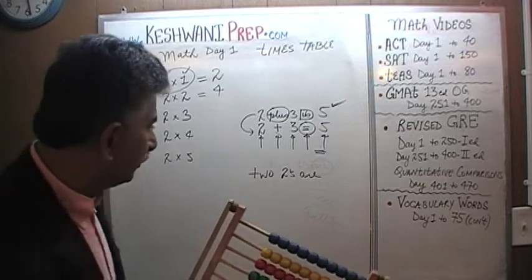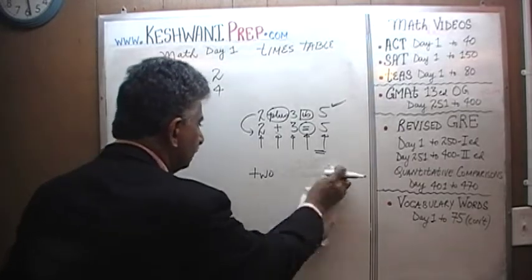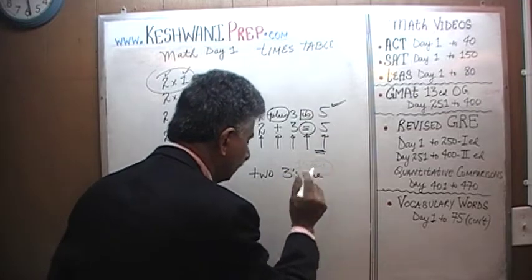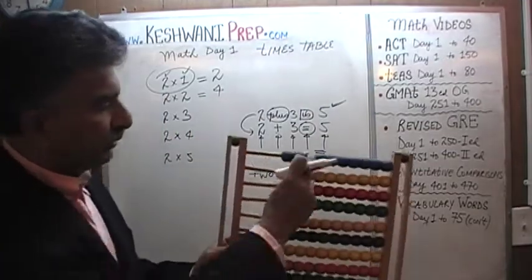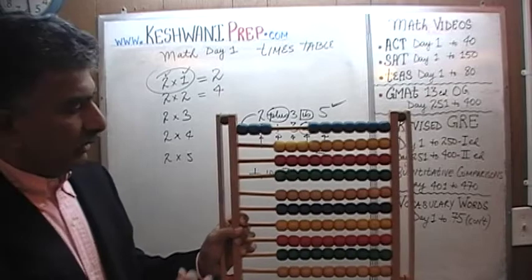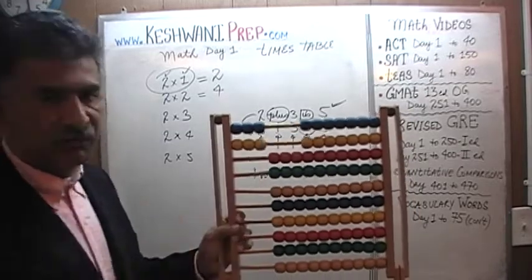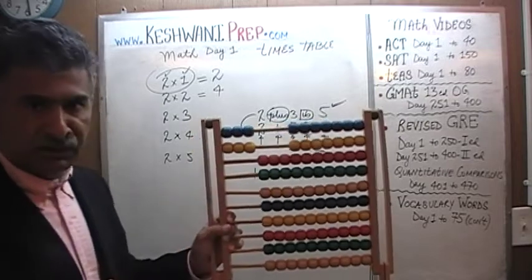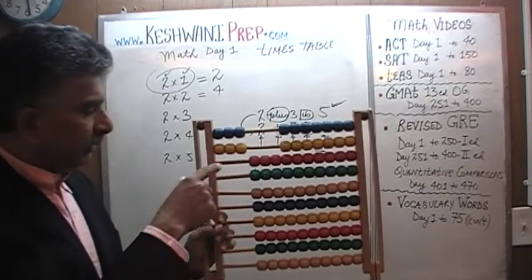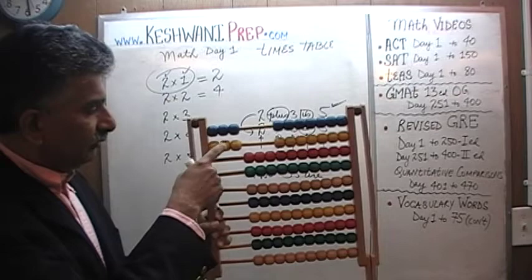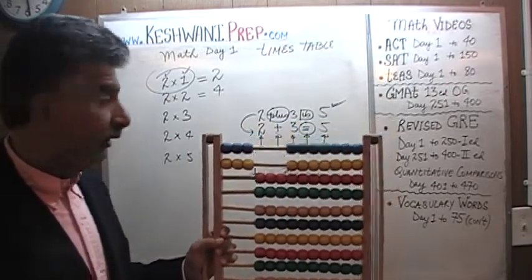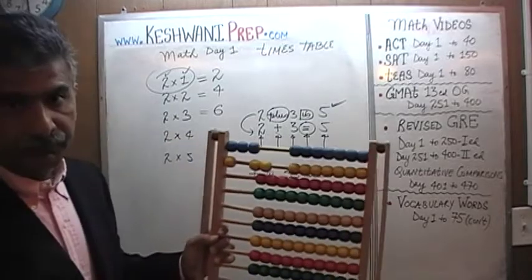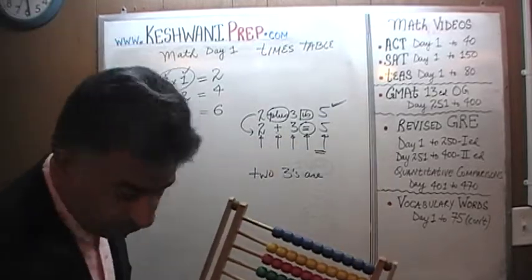Let's do the next one, shall we? The next one is going to be two threes. Two threes are, well, how much are two threes? Let's find out. Here's a group of three, and here's another group of three. Now we have two groups of threes. Two threes are, let's find out, shall we? 1, 2, 3, 4, 5, 6. Two threes are 6. Let's do the next one, shall we?